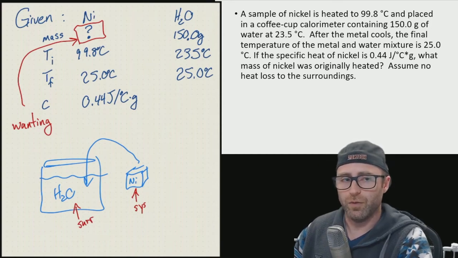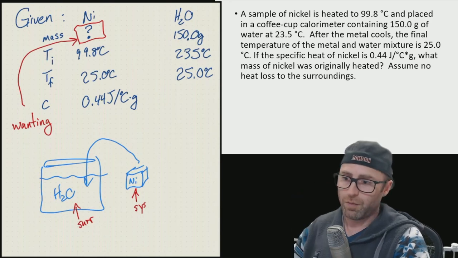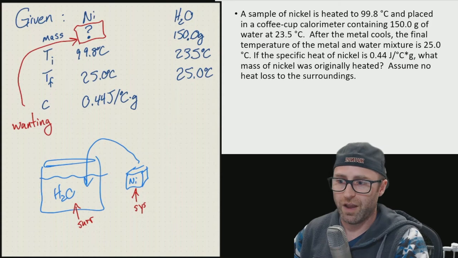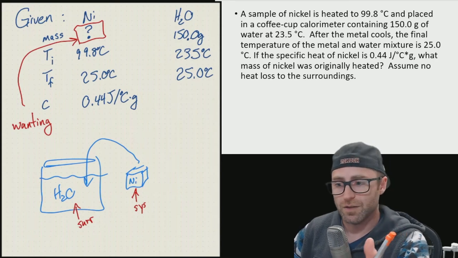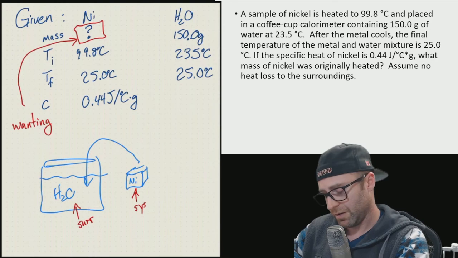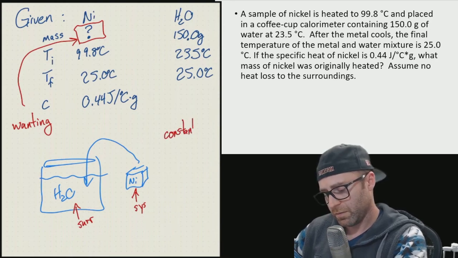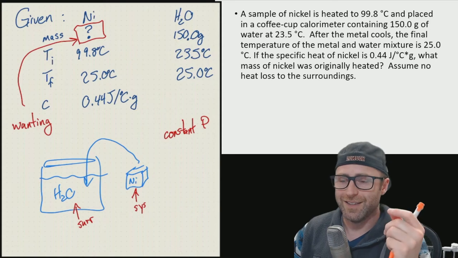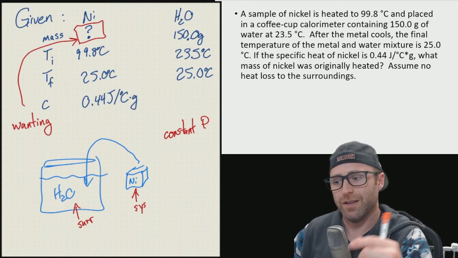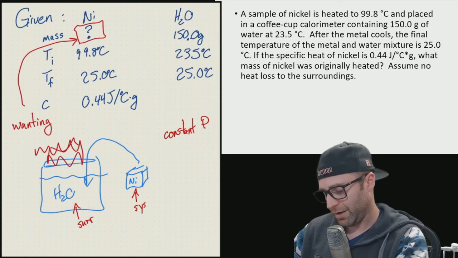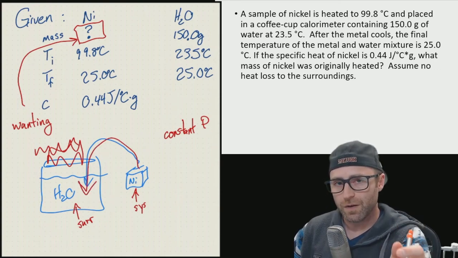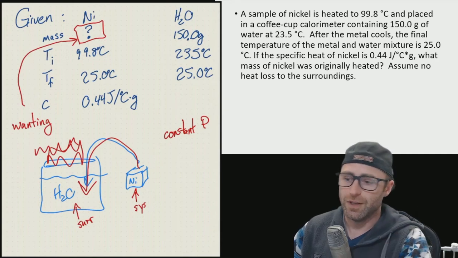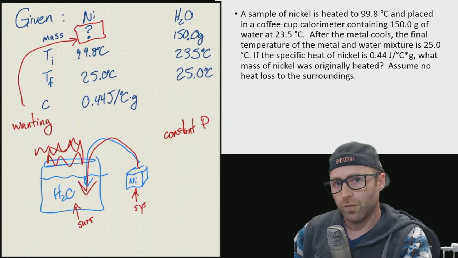The nice thing about doing this is the problem says no heat is lost to the surroundings, and we're working with a coffee cup calorimeter, which has an open top, so that's telling us that this process is being done under constant pressure. And the surroundings it's referring to here isn't the water, it's like the air out here. When we transfer the nickel into the water, all the energy from the nickel is going into the water. It's not being lost into the air above the water. So those red squiggles, that's where we're not losing energy.